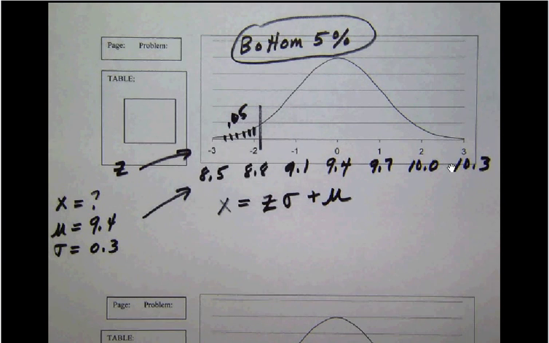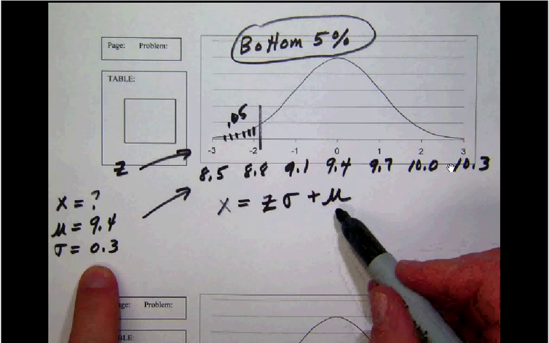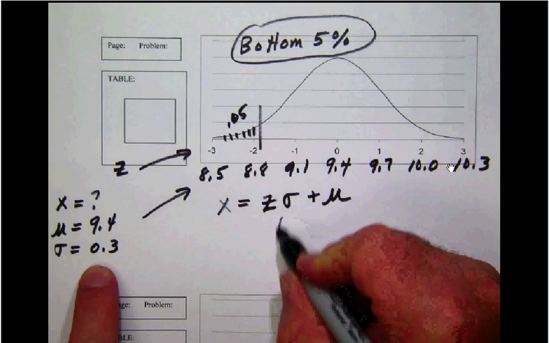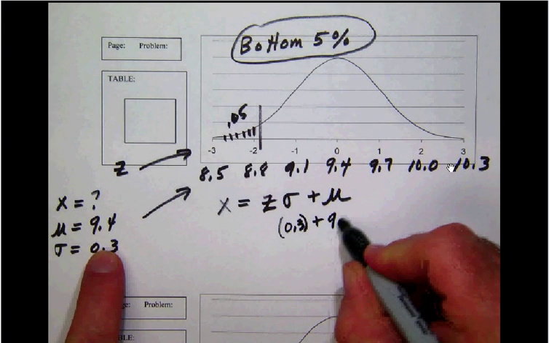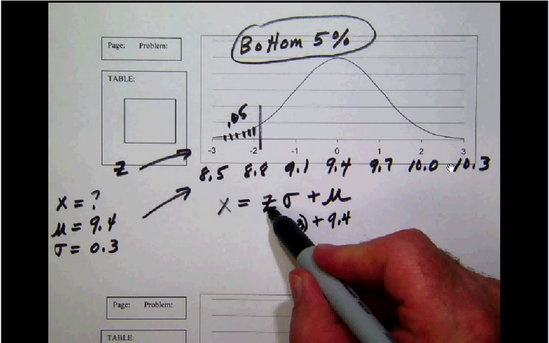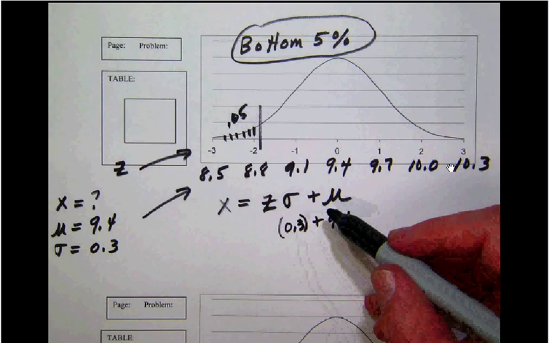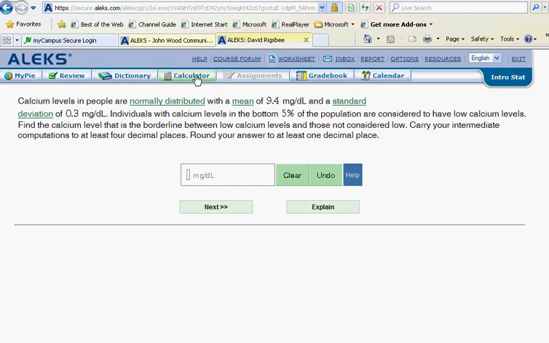Now notice that we know some things. Our sigma is 0.3, so we can put that in here. We know mu is 9.4, so we can put that in here. What we lack is a z-score. If you remember, on the ALEKS calculator, we have a Z button that's all about finding that. So you might need to review those standard normal values. But let's go back to ALEKS and find our Z button. Here it is right here.